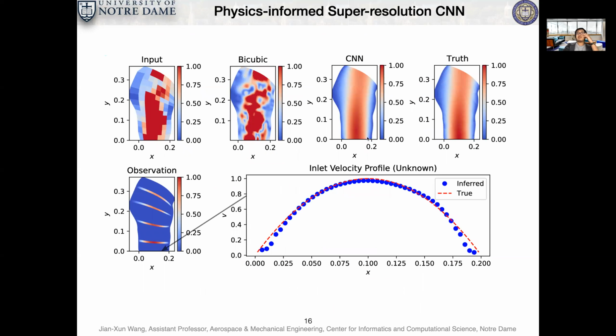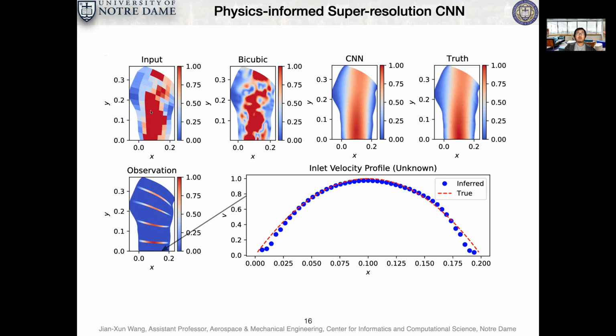So in some cases, you don't know the boundary conditions. You only know the flow is governed by the Navier-Stokes equations, but you don't know, for example, the inlet velocity. The inlet velocity profile is not given. This is pretty common in clinical practice because sometimes we don't know the boundary condition for the flow.